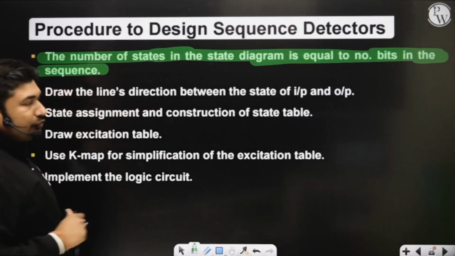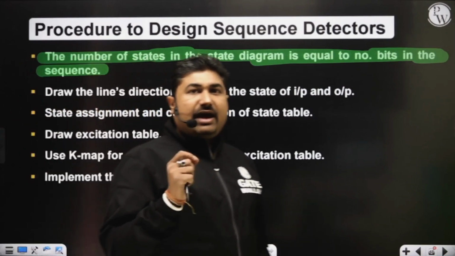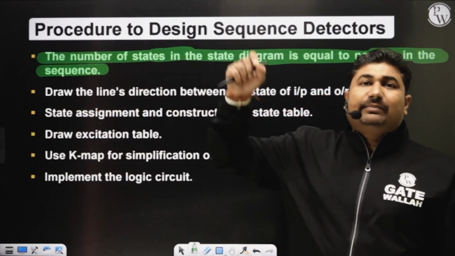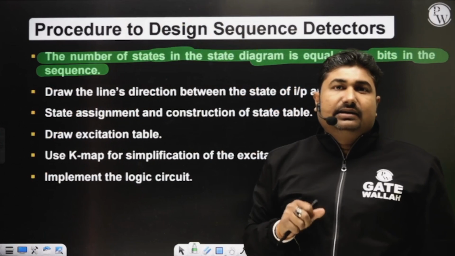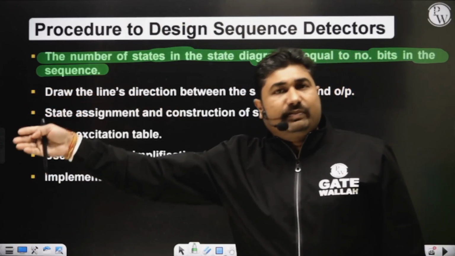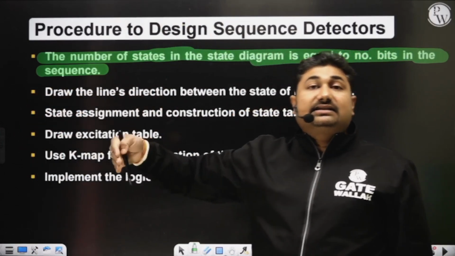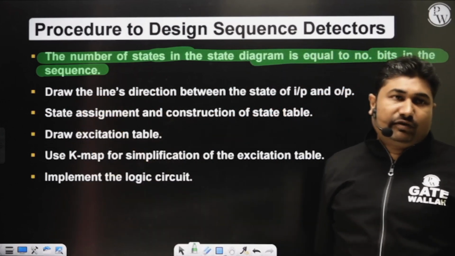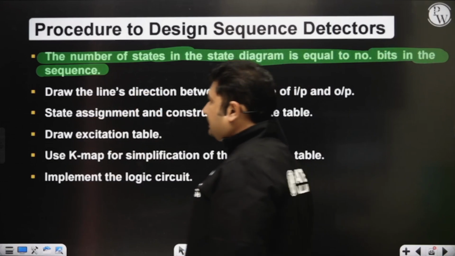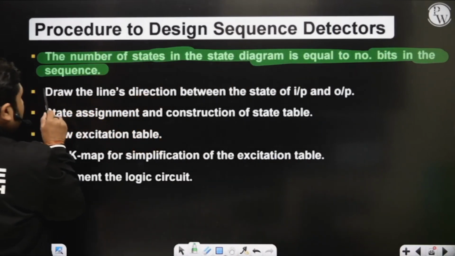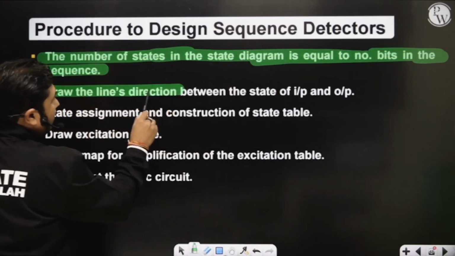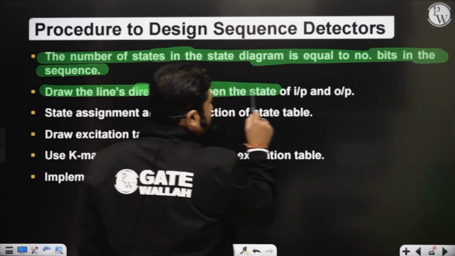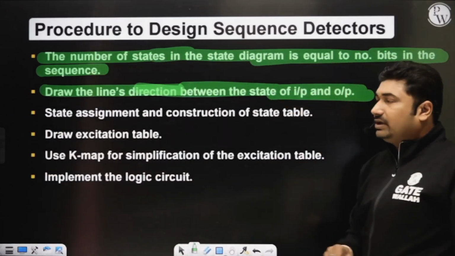So let us suppose we have to design a 6-bit sequence detector. If we have 6 bits, it means we need to design 6 different states for the Mealy model and 7 different states for the Moore model. Okay? Yes, sir. Then draw the lines, directions between the states of the inputs and output.